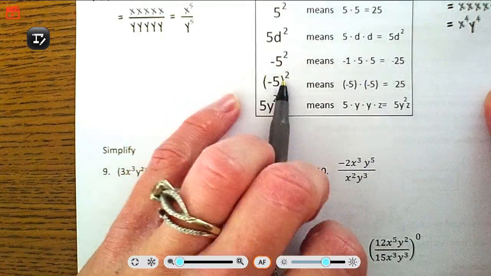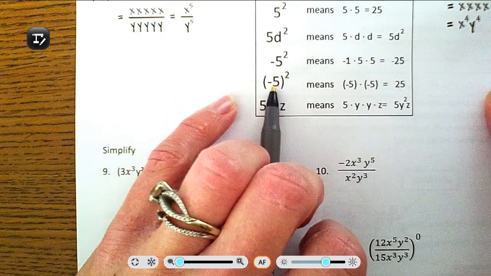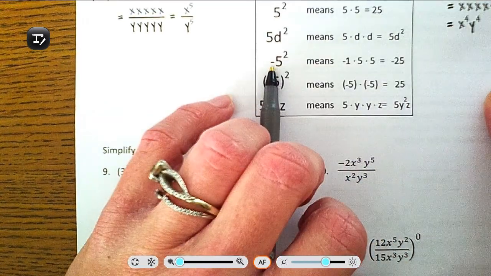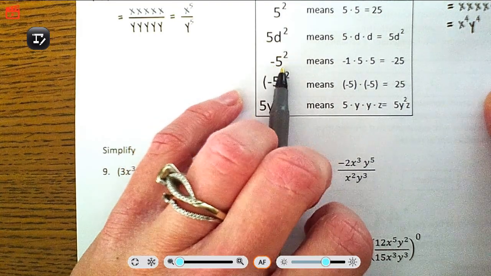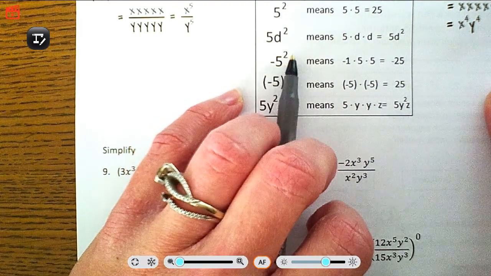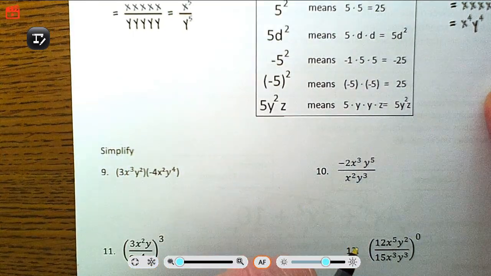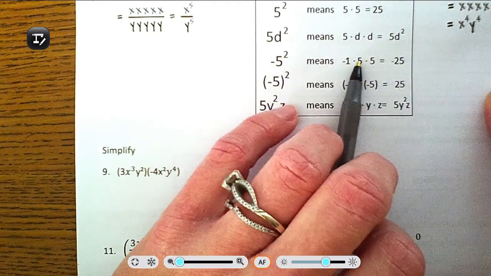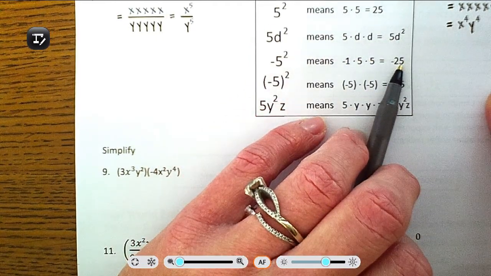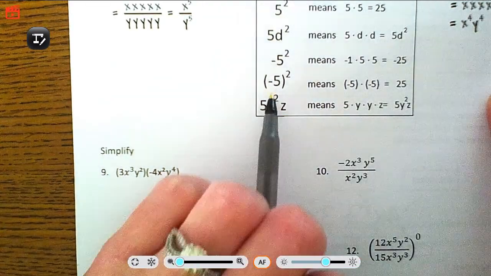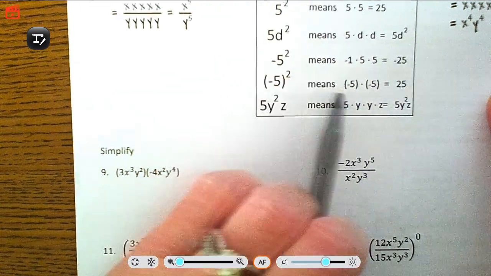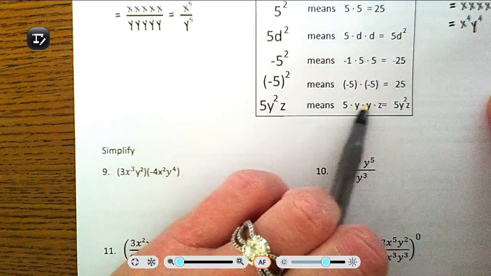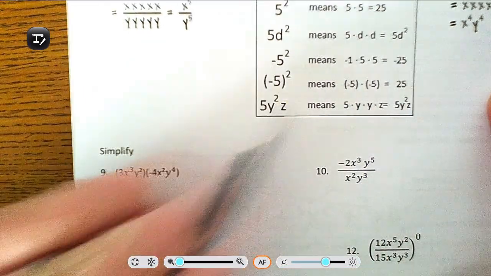But negative included in the parentheses means that the negative gets squared too, so there's 2 negatives. If the negative is not in the parentheses, then it's only the 5 that's getting squared, not the negative. Crazy, huh? Negative 5 squared is negative 5 times 5, negative 25. That's always a shocker. Okay? But when the negative's included, then the negative gets squared. 5y squared z is just that, but there's only 2 y's. Everything else is just a singleton.